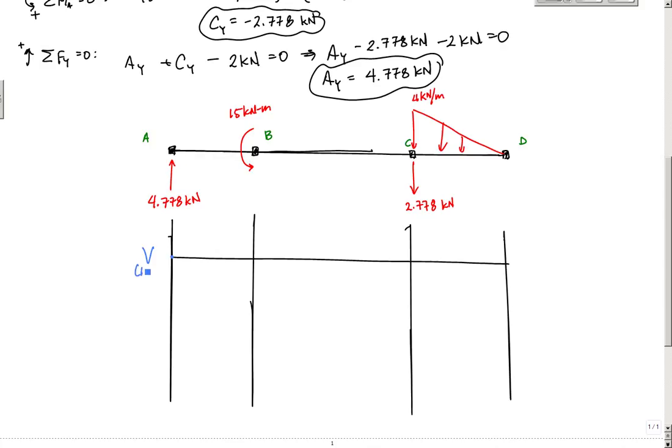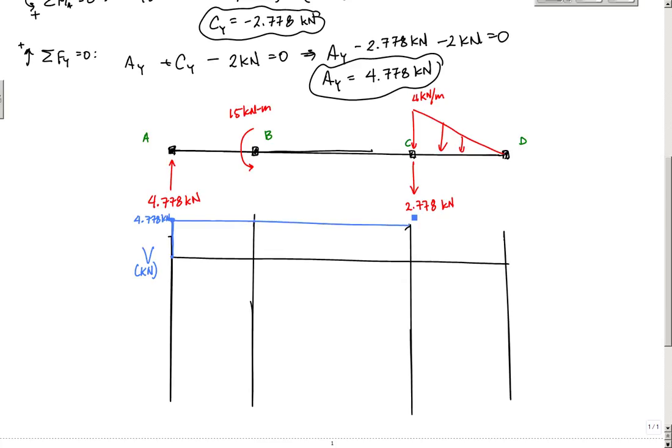Let's make sure all these units are in kilonewtons. So I jump up to 4.778 kilonewtons. I follow the arrows, if you will, the story. Here I've got no other concentrated forces or loading that's going to influence my shear, so I'm just going to go straight across. I have a concentrated moment, which does not influence my shear diagram, so I'm going to keep going across.